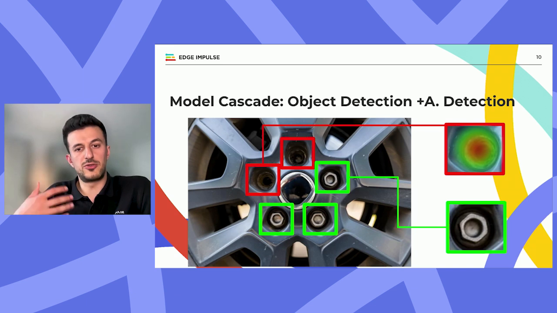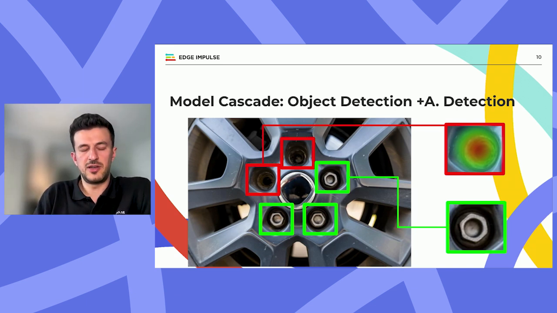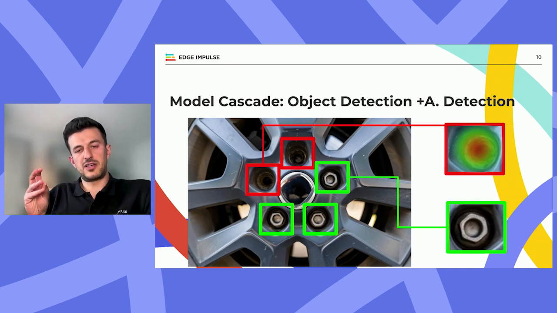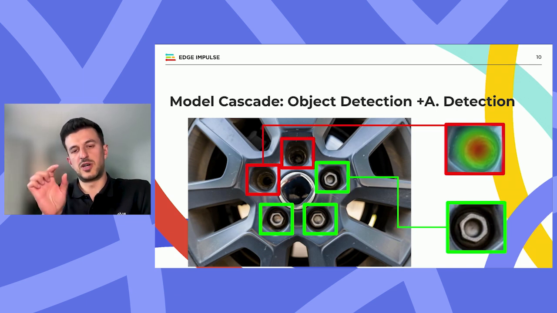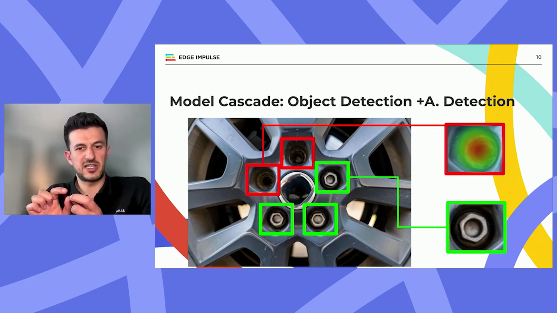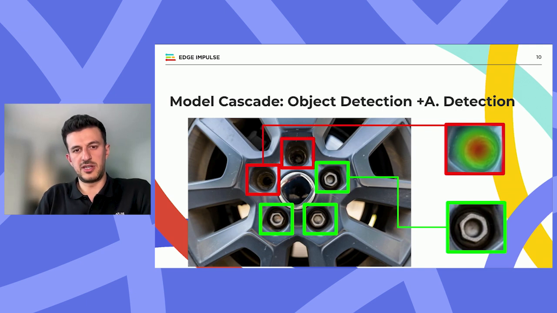So think about your own use case here. If you have a manufacturing line that you're manufacturing something, and you have a likelihood, or you have a guess that your anomalies or your sensitive areas might be in specific parts of this product, you could then train an object detection model and then apply the anomaly detection on it.